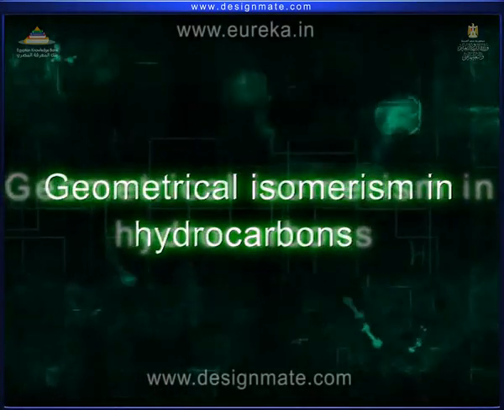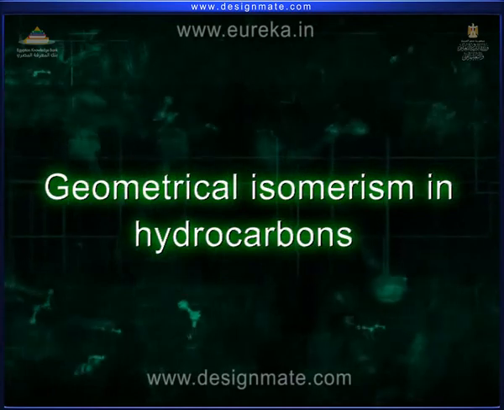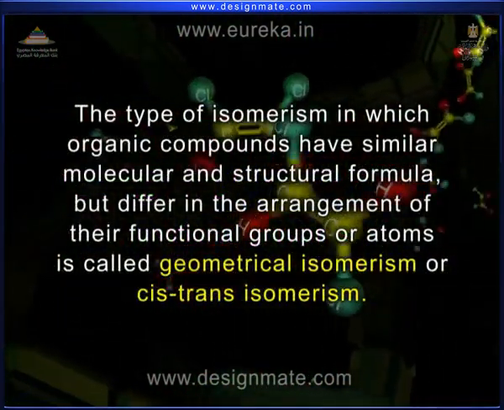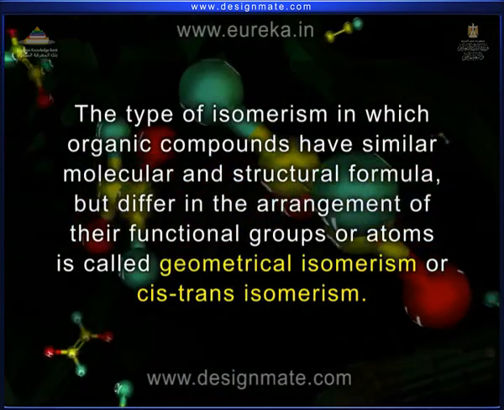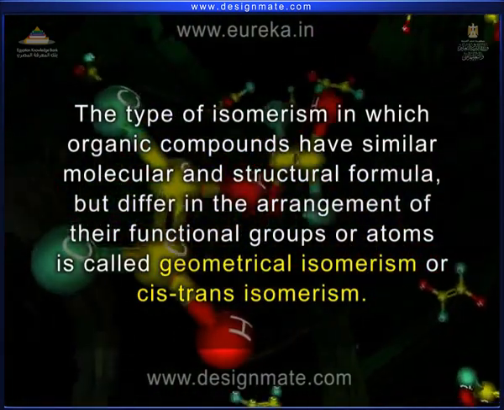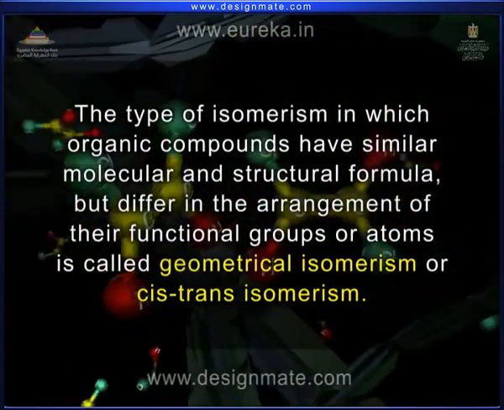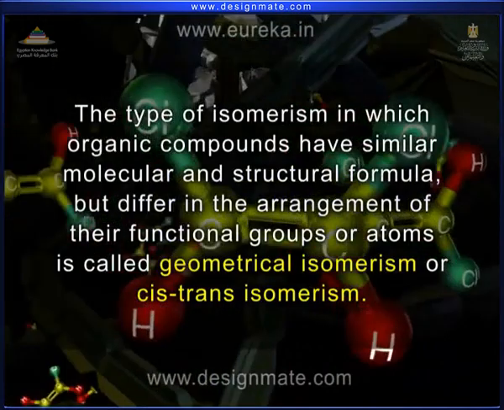Geometrical isomerism in hydrocarbons. The type of isomerism in which organic compounds have similar molecular and structural formula, but differ in the arrangement of their functional groups or atoms is called geometrical isomerism or cis-trans isomerism.